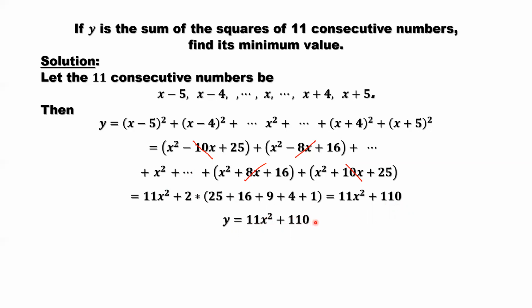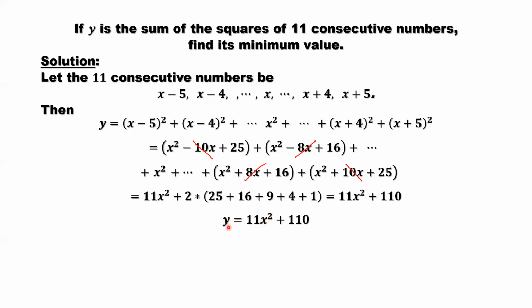Now, what is the question? Y is here, we want to find the minimum value of y. Look at the right-hand side. What is the minimum value? So the smallest x squared value is what? 0. If x is not 0, x squared is always positive. So this number is bigger.